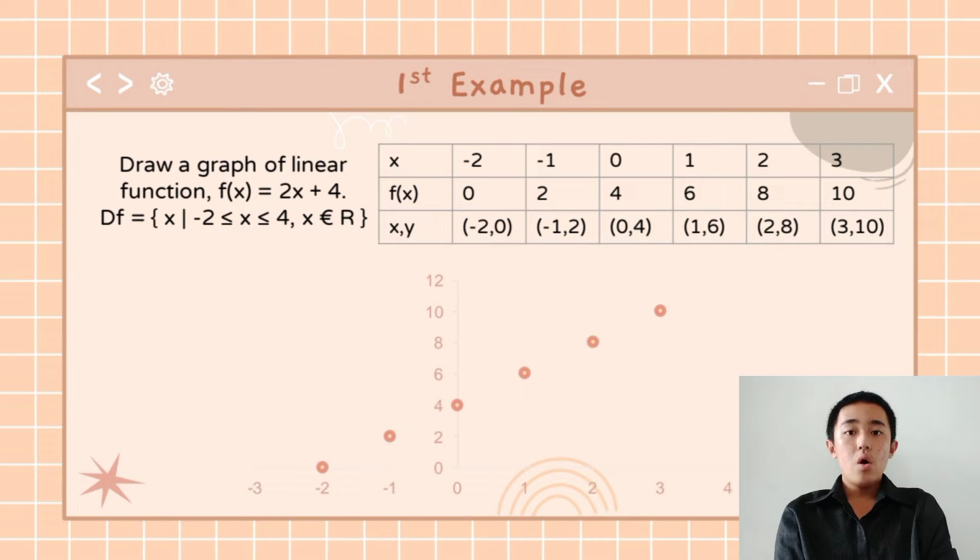After we input the numbers and get these results for x and y, we can make the graph. x = -2, y is 0. x = -1, y is 2. x = 0, y is 4. x = 1, y is 6. x = 2, y is 8. x = 3, y is 10. And now we can make the graph, and these are the graphs.